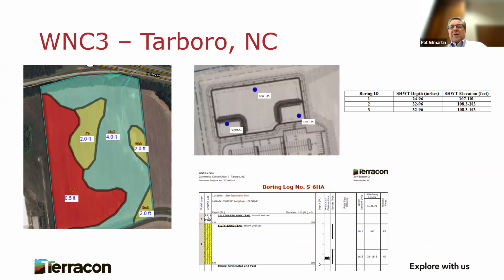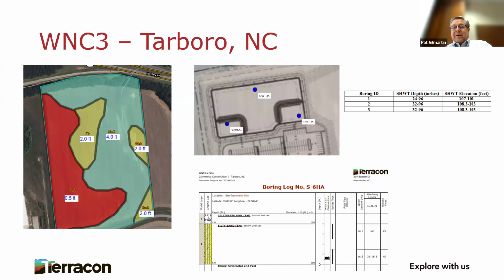This WNC3 project is a distribution center with a wet pond for stormwater management. It's located just outside of Tarboro, down in the coastal plain. The soil maps indicated a seasonal high water table at depths of about 6 to 48 inches at the site. And this is why I'm saying don't just rely on the soil maps. They're an indicator, but they're not accurate enough, in my opinion, for design and permitting.